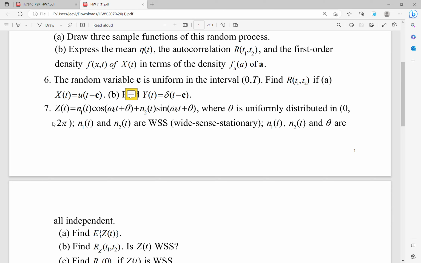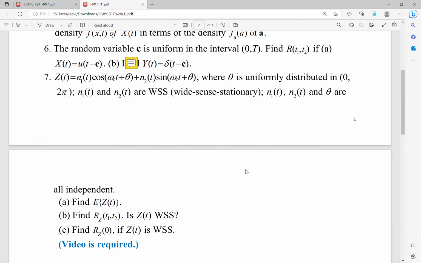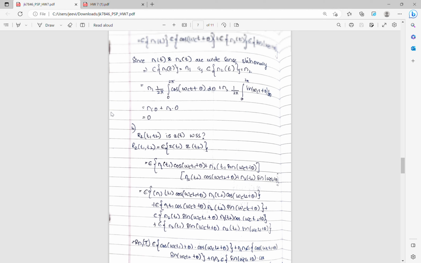So let's have a look at the question. It is given that z of t is equal to n1(t) cos(omega_c t plus theta) plus n2(t) sin(omega_c t plus theta), where theta is uniformly distributed between 0 and 2 pi. Also, it is given that n1(t) and n2(t) are WSS, which is wide-sense stationary, and n1(t), n2(t) and theta are all independent. Here we are asked to find the expected value of z of t. Therefore, let's look at the solving of this question.